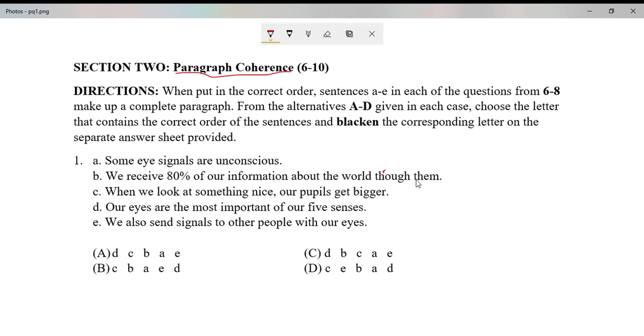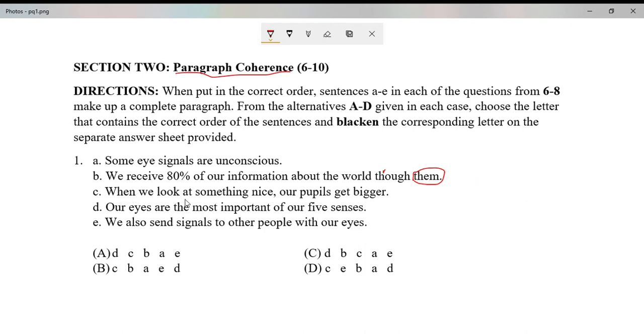As I'm reading, one thing that I'm looking for are reference words. This word, them, must refer to something, and this definitely cannot come at the beginning of our paragraph. If I go down and see there's no B in the beginning, I think we're good. These are the kinds of things that will really show you which sentence should come before another one. Let's look at the next one.